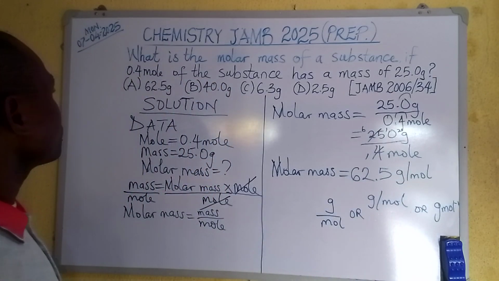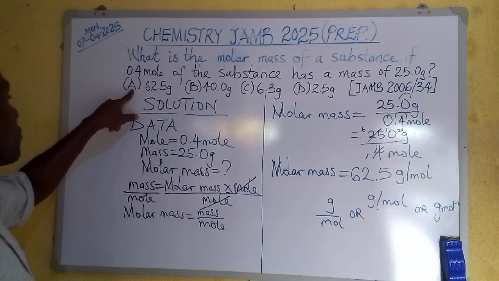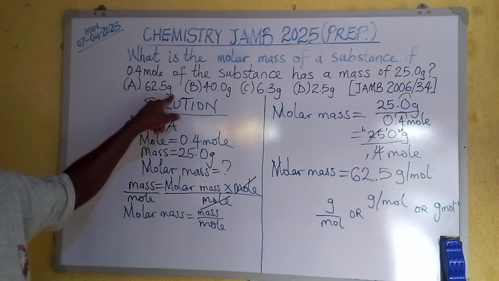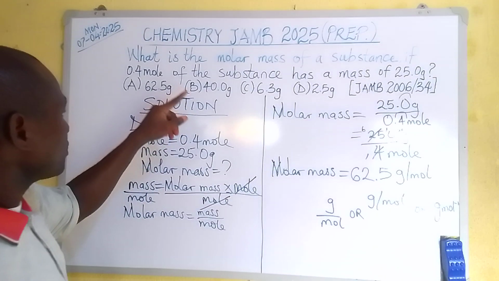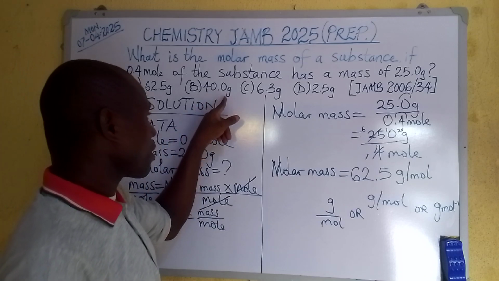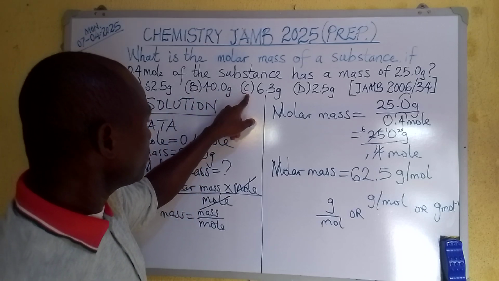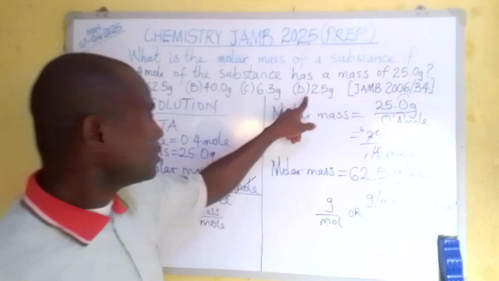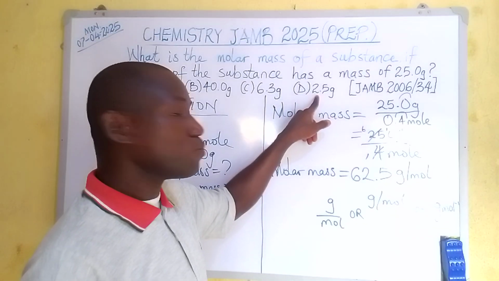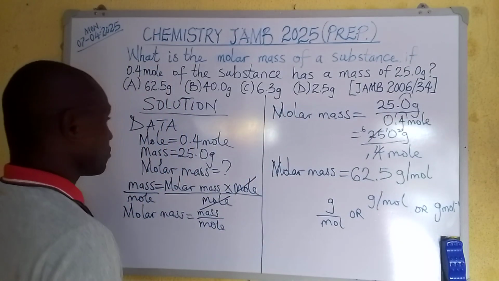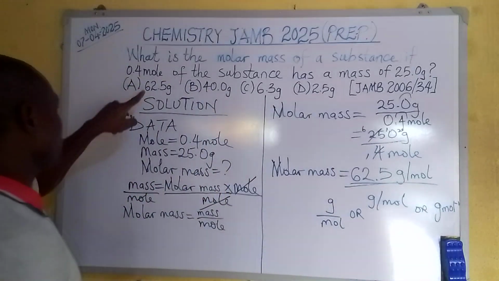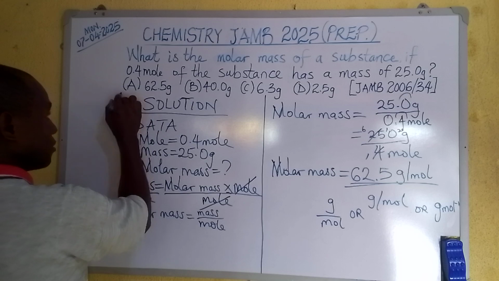So let's look at this. What do we have? The first option is 62.5 grams. That's in 1 mole, even though the mole is not written there. The second one is 40.0 gram. The C option is 6.3 grams, and the D is 2.5 grams. So which of them is correct? 62.5 gram, and then this is the answer.